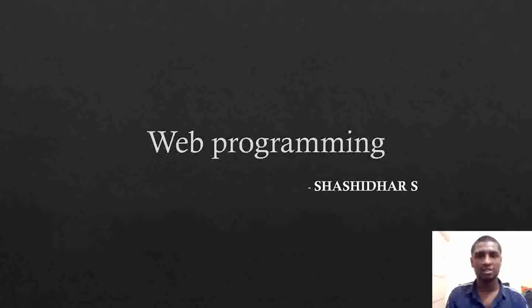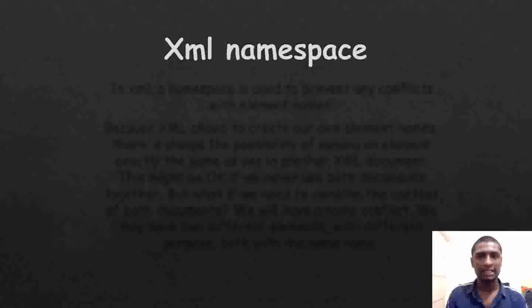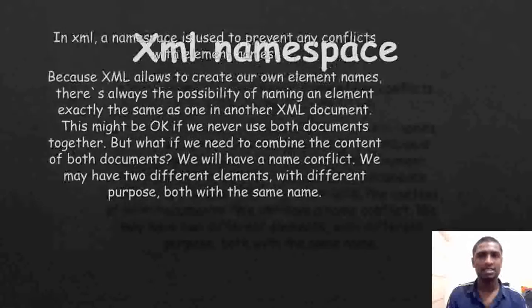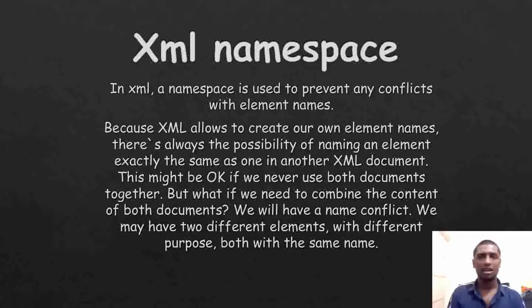Today my topic is about XML namespace. XML stands for Extensible Markup Language. An XML namespace is a collection of various names for elements. In XML, a namespace is used to prevent conflicts with element names.